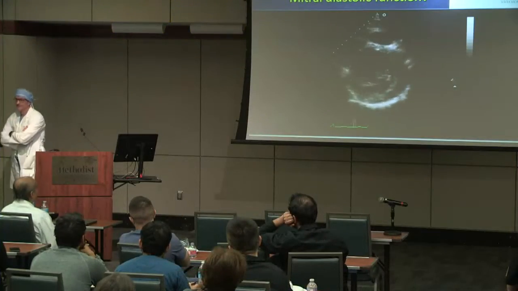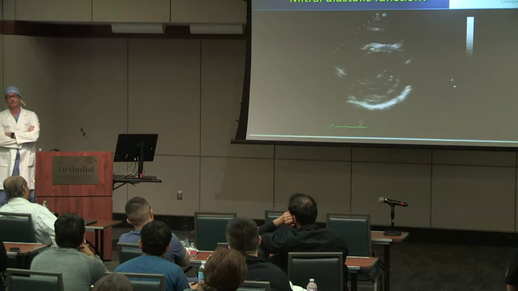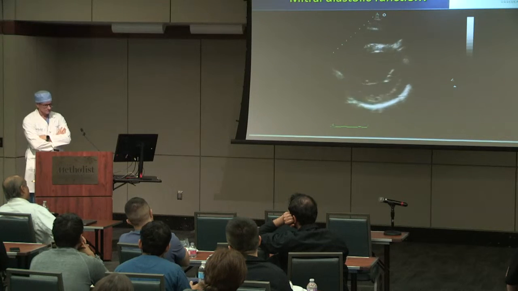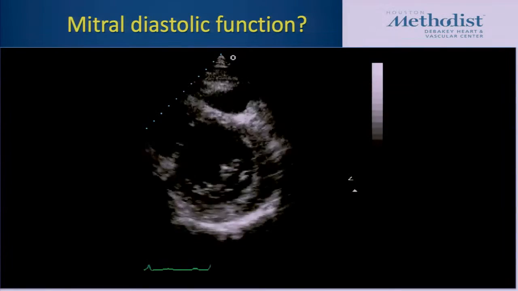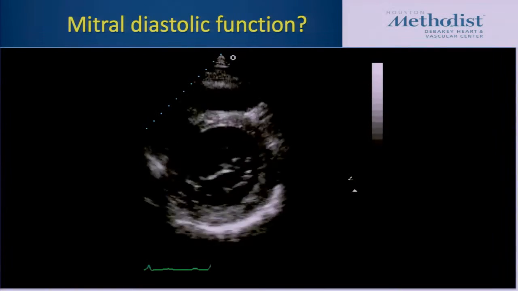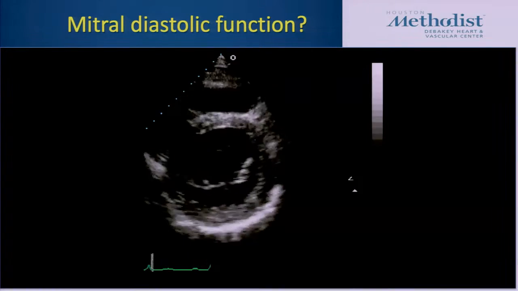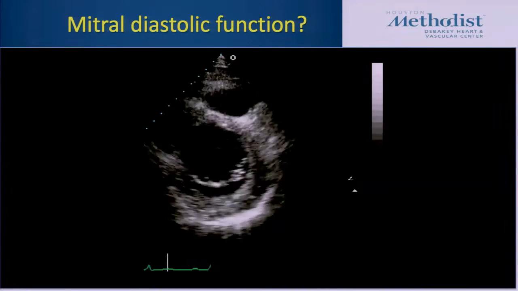Whenever you have a mixed lesion, MS, MR, TS, TR, AS, AR, keep them in mind because it's both a pressure and volume load, and the ventricle reacts differently to it, and patients may be symptomatic earlier.